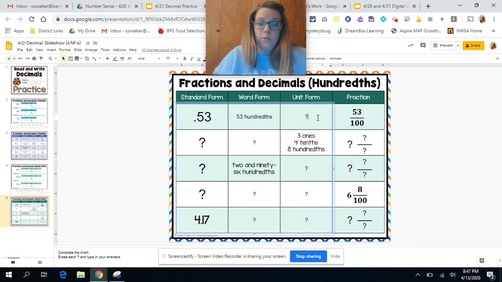And then unit form, do I have any ones in this number? Any whole numbers? I don't. So then I would just say, well, I have 53 hundredths.